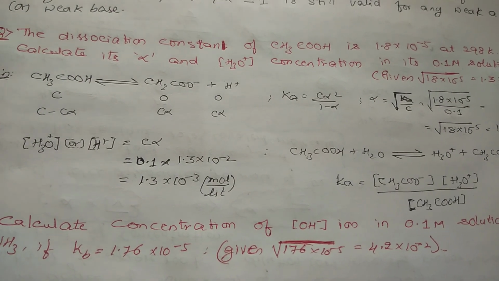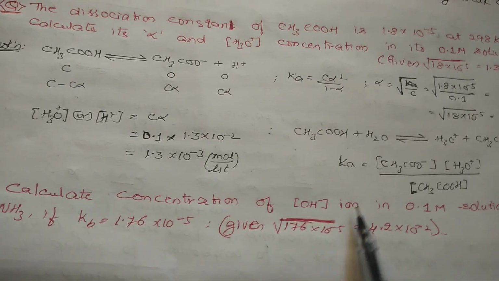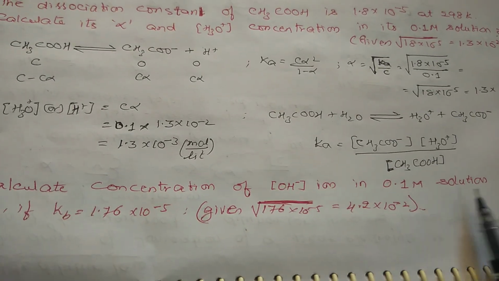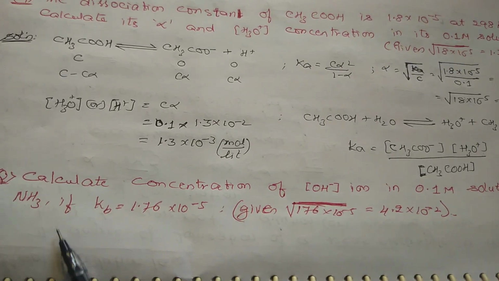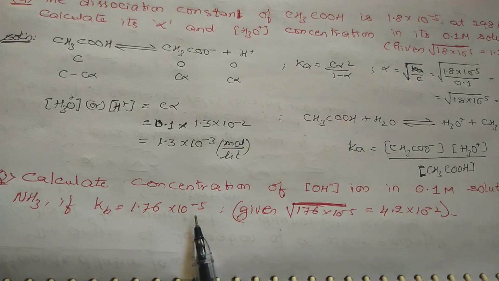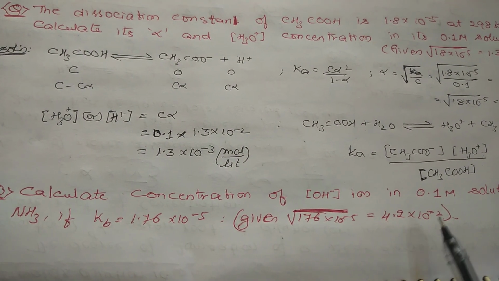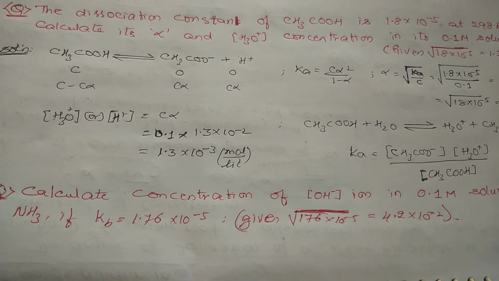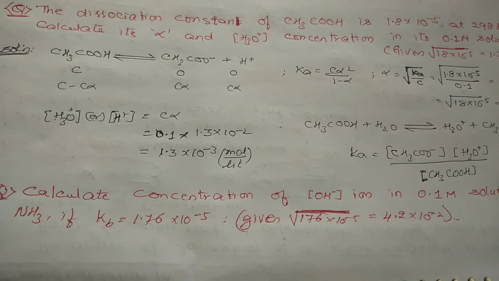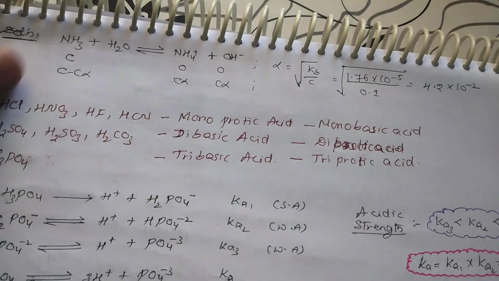Okay. Let us take one more question for this video. Calculate the concentration of OH minus ion in 0.1 molar solution of NH3 if Kb is equal to 1.76 into 10 power minus 5, given root of 176 into 10 power minus 5 is equal to 4.2 into 10 power minus 2. Same, he is mentioning concentration. Go for C. Pause the video, solve the question and find out the answer. Okay, I am explaining the answer. Check whether your answer is correct or not.